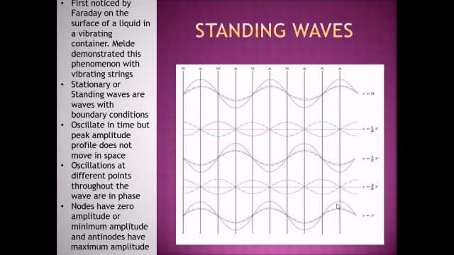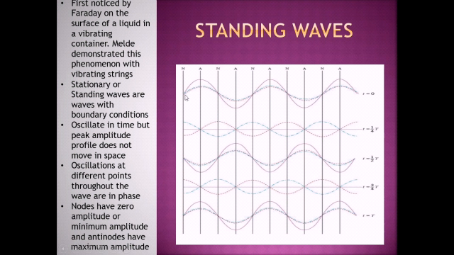Now, standing waves. First noticed by Faraday on the surface of a liquid in a vibrating container. Melde demonstrated this phenomenon with vibrating strings. Stationary or standing waves are waves with boundary conditions. They oscillate in time, but the peak amplitude profile does not move in space. Oscillations at different points throughout the wave are in phase. Nodes have zero or minimum amplitude, and antinodes have maximum amplitude.